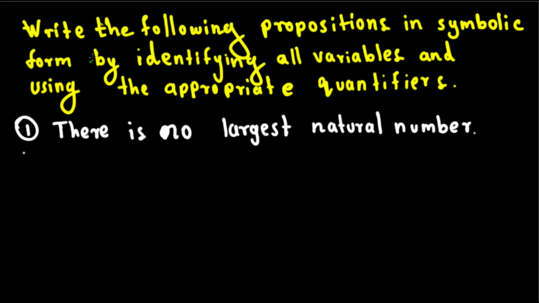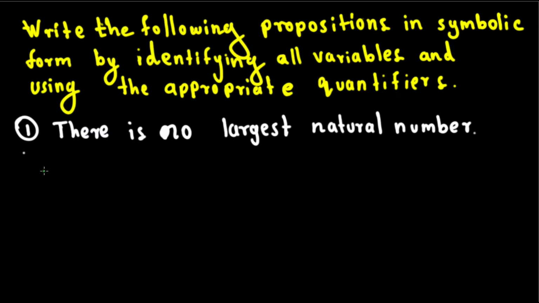Here this question is asking, write the following propositions in symbolic form by identifying all variables and using the appropriate quantifiers. Now let's look at the propositions. The first sentence says there is no largest natural number. How can we write this one using symbolic form like quantifiers? Quantifiers mean we have to use for all, there exists, those kinds of things. Okay. Now let's start with this one.